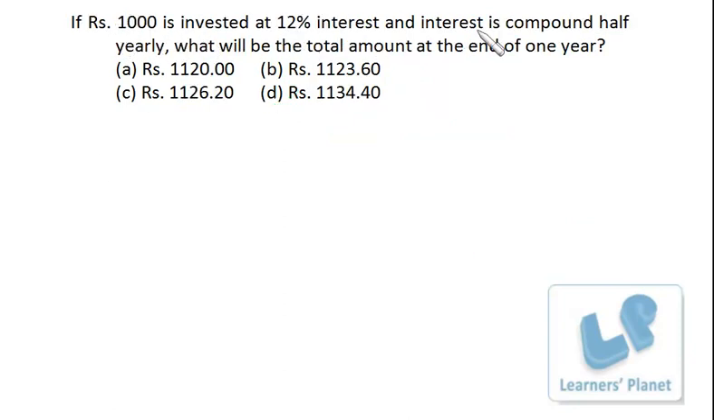1000 is invested at 12% interest, and interest is compounded half yearly. So what you can do is, at the end of 2 years, you just calculate and take the interest rate as half, that is 6% interest for 2 years. The same answer will be there. So for 6% we take simple interest. 6% of 1,000 is 60 rupees for the first year, 60 rupees for the second year. 6% of the 60, that is 3.6, right? So the total interest is 123.6, so the amount is 1,123.6. Pretty simple.